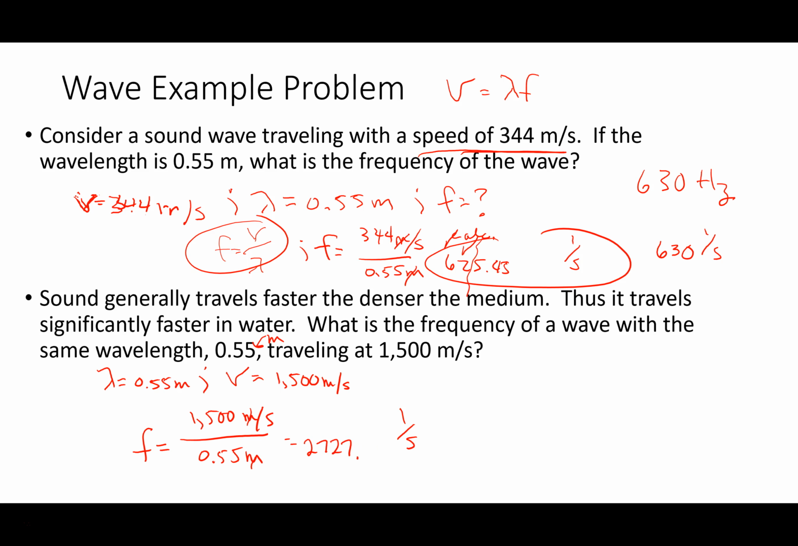So I got 27 repeating, 2727.27. Okay, so how many digits are we going to round it to? I'm going with 2. So we're going to keep this first digit, this next digit, and lop it off. So what is our answer going to be? 2,700. And units are either hertz or per second. What do you think? Works, don't it?